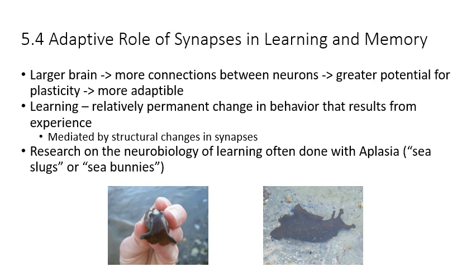Research on the neurobiology of learning is often done with this animal called aplysia, which is also called sea slugs or sea bunnies. And these are some pictures of some sea slugs I found when I was living briefly in Australia. It was a neuroscience grad student's dream, I think, to go into the ocean and find aplysia. They're actually pretty cute, and you can see on top these gills, which are referenced a lot in your book in terms of these learning experiments that have been done with aplysia.